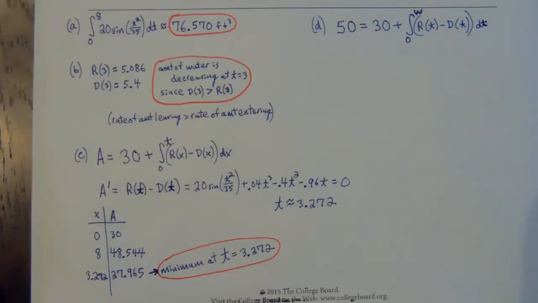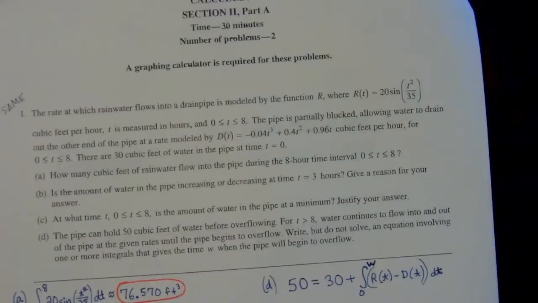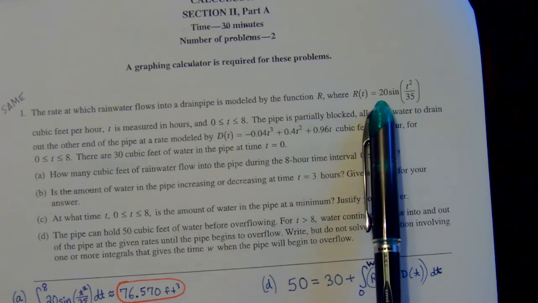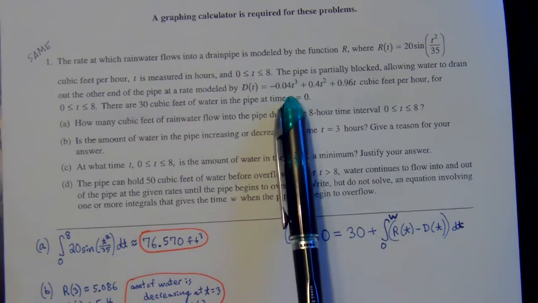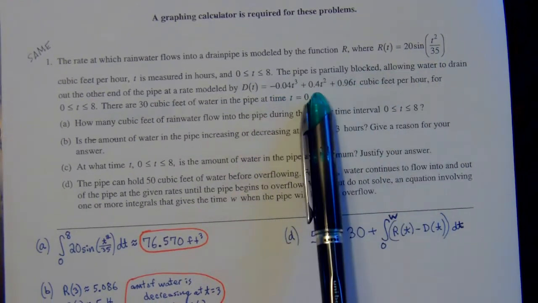This is another one of these total type of problems here. So they give us the rainwater going into the drain pipe with that R of T, and then the rainwater going out of the pipe at D of T. So this is the going in rate, this is the going out rate.